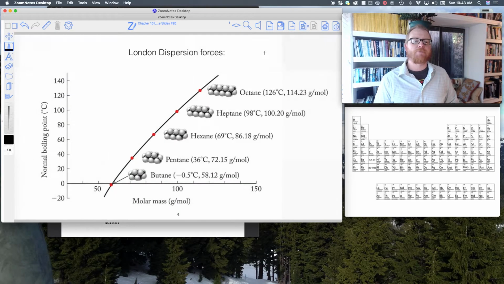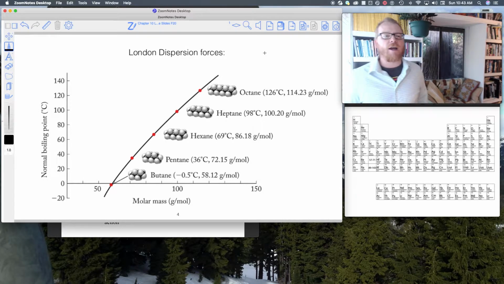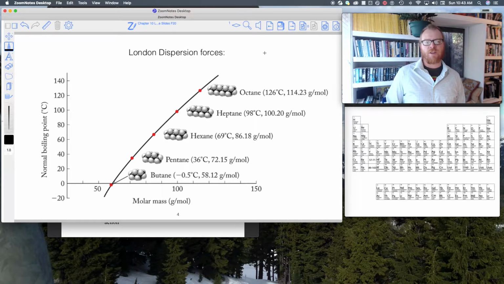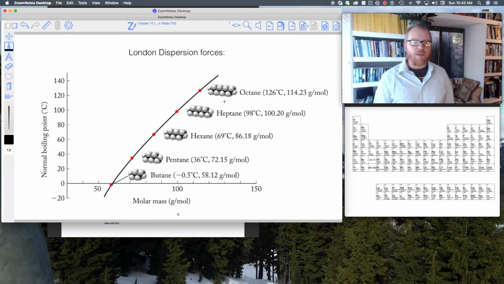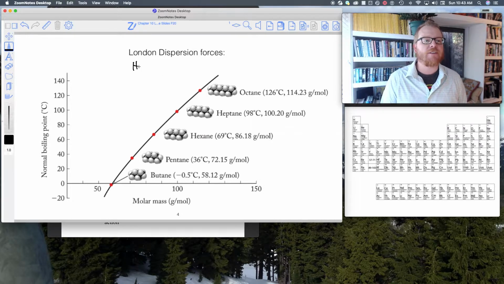So let's move forward. So now we can talk about London dispersion forces with a little bit more complicated molecules. So this is the series of hydrocarbons.